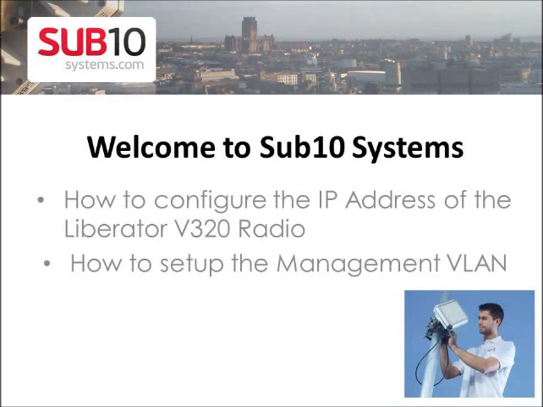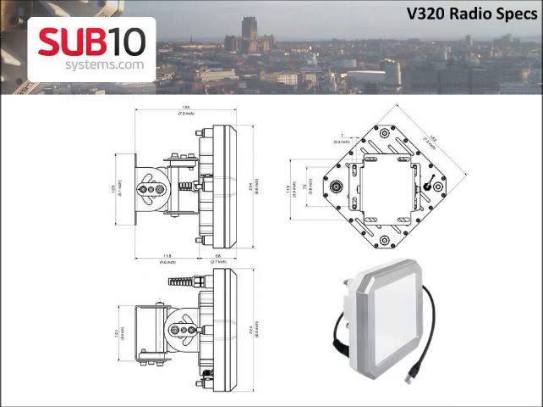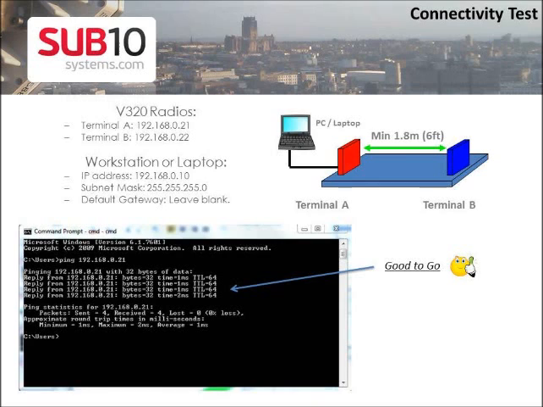Today I will talk about how to configure the IP address of the Liberator V320 radio and set up the management VLAN. The V320 radio is defaulted to the following Class C IP addresses: Terminal A, which is 192.168.0.21, and Terminal B, which is 192.168.0.22.